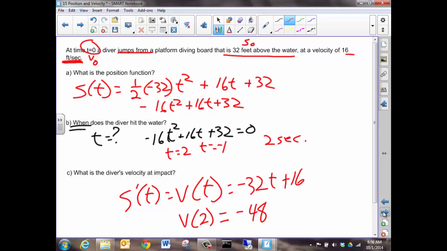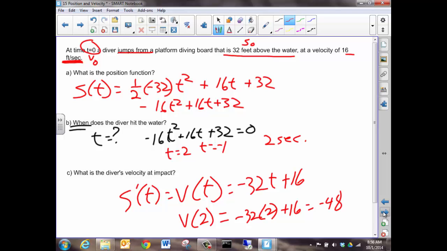Yes, ma'am? Do you see where I got the negative 32t plus 16 from? Velocity is the derivative of position. Here's my position function up here. The derivative of negative 16t squared is negative 32t. Derivative of 16t is 16. 32 becomes 0. The velocity at 2, I'm going to put 2 into this equation. Negative 32 times 2 plus 16, negative 64 plus 16, negative 48.